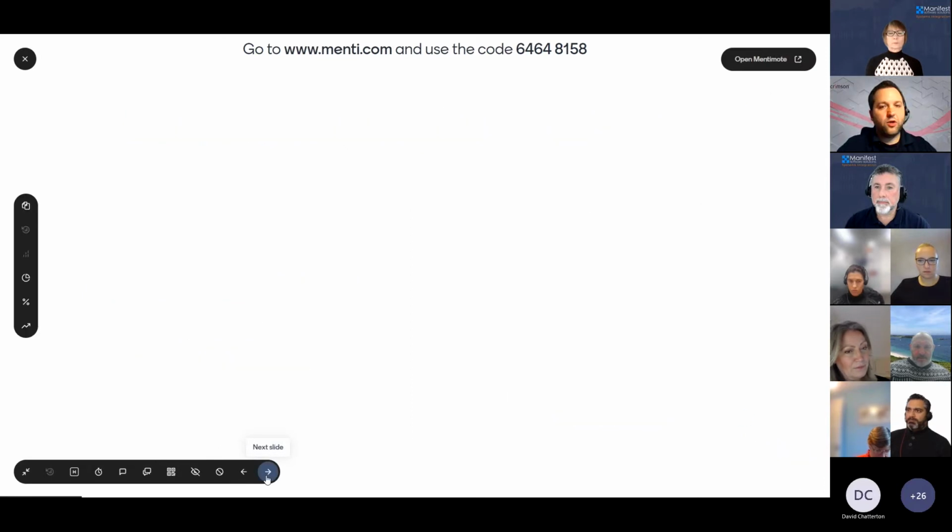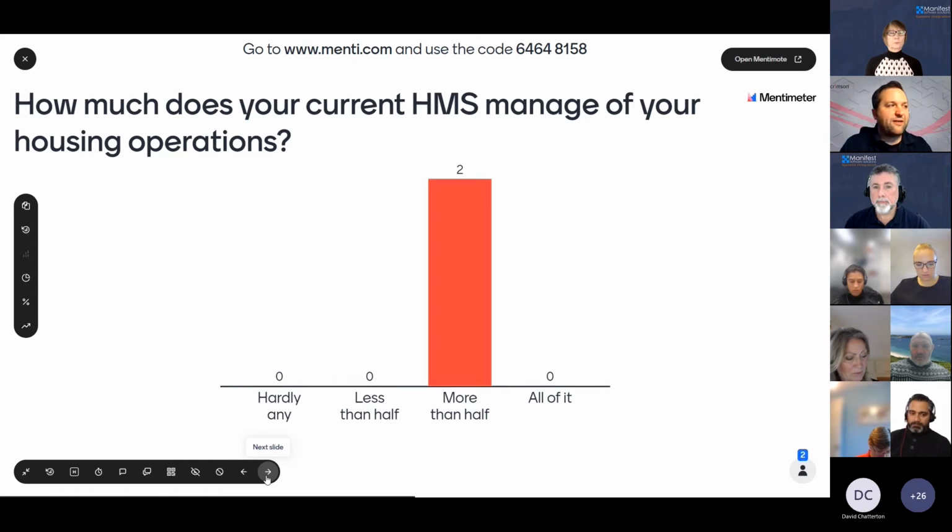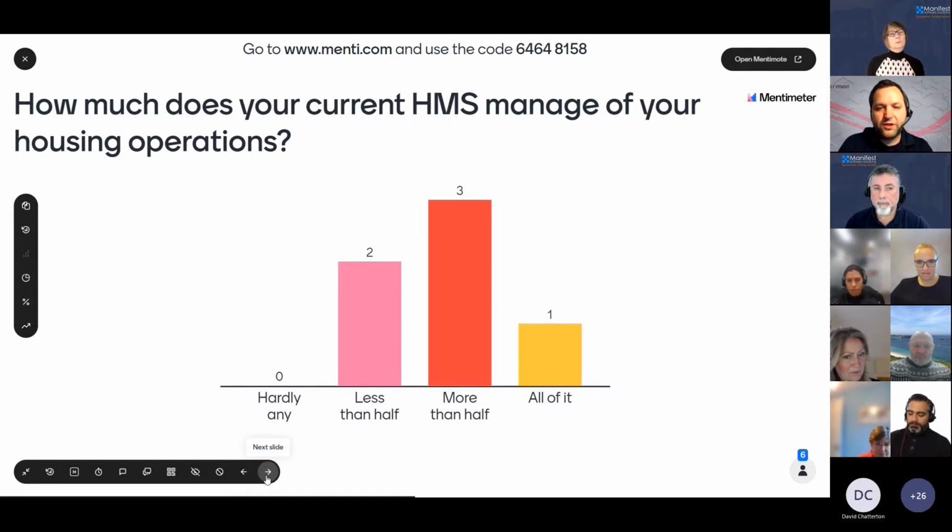And hopefully your mobile phones will jump to the first question, which is, how much does your current HMS manage your housing operations? So is that hardly any, less than half, more than half, all of it? Just to understand, in what region does your housing management system provide all of your operational services?